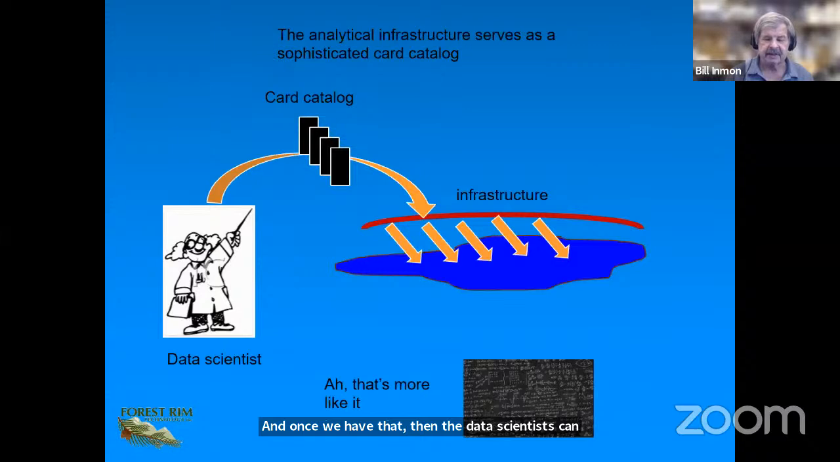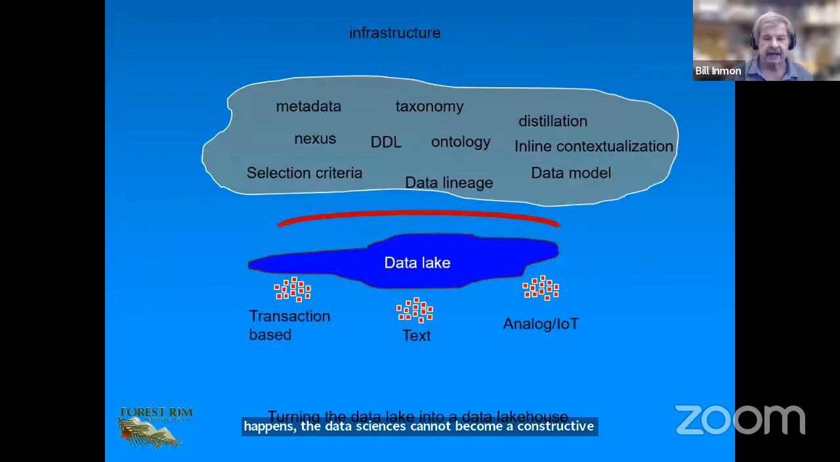Unless this happens, the data scientist cannot become a constructive person or an efficient person looking at the data in the corporation. So what does this analytical infrastructure look like? What the analytical infrastructure looks like is something that's rather complicated. And the reason why it's complicated is the fact that the analytical infrastructure serves three different kinds of data. It serves transaction-based data, that is structured data. It serves textual data, and it serves analog data.